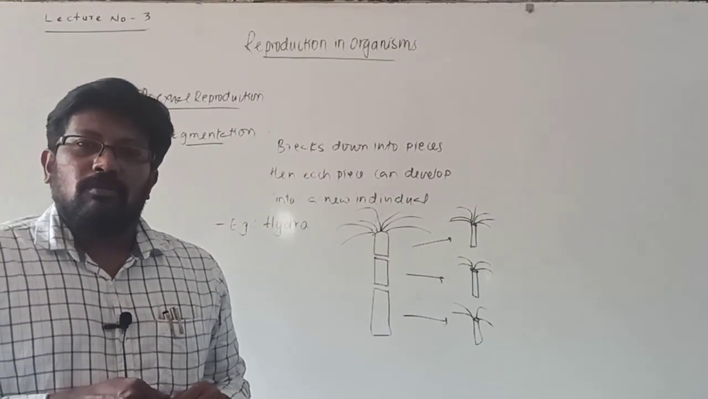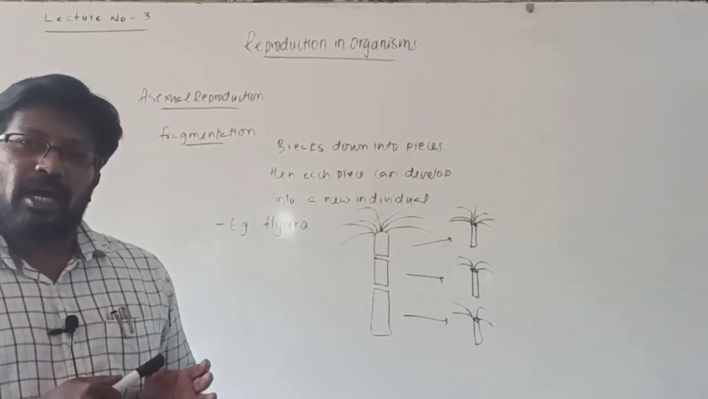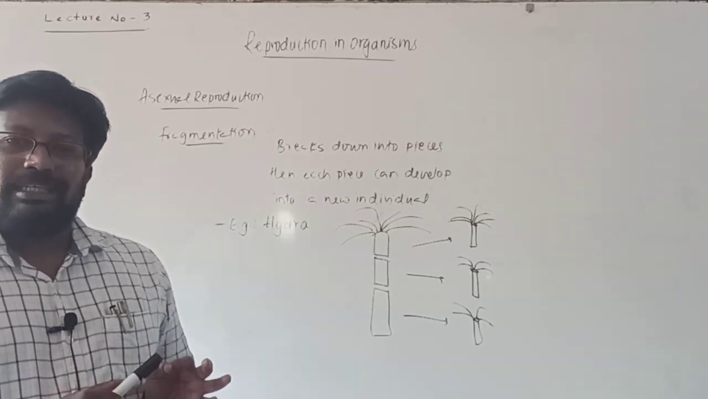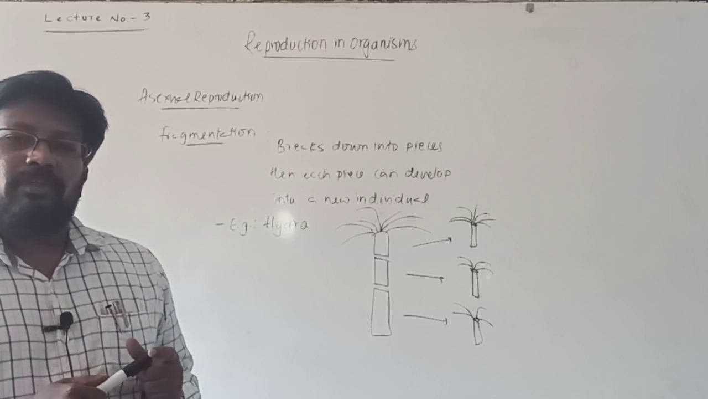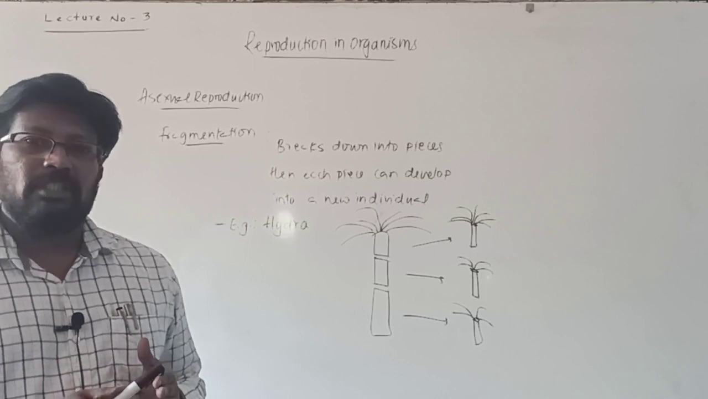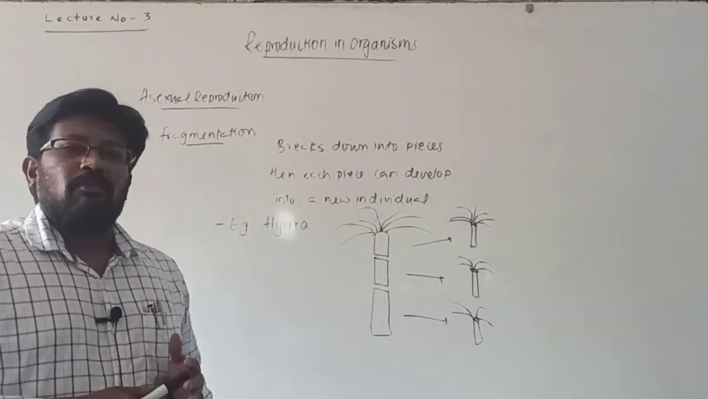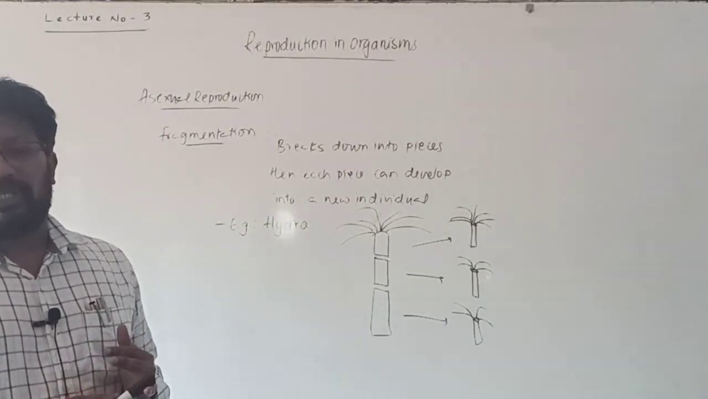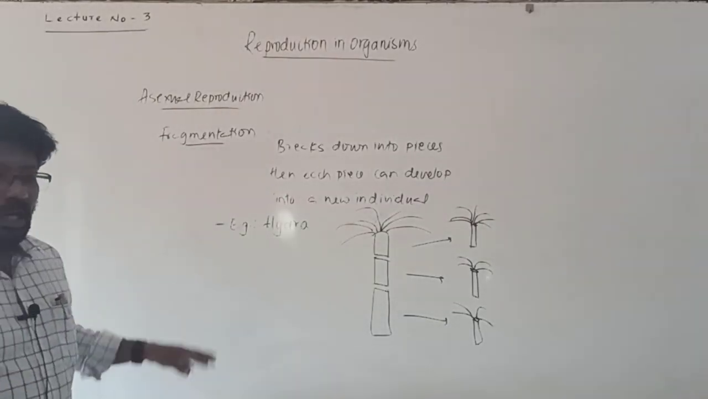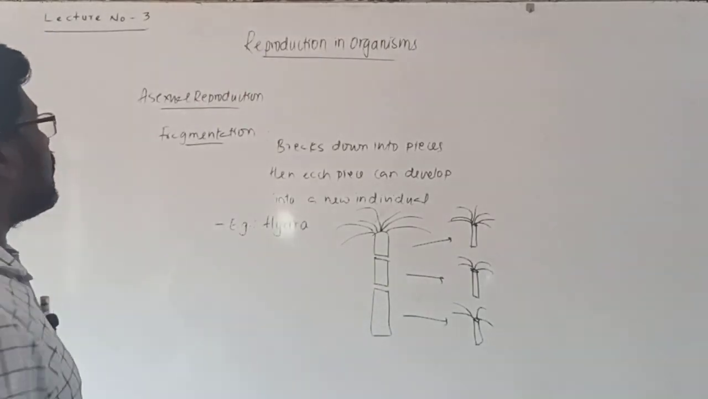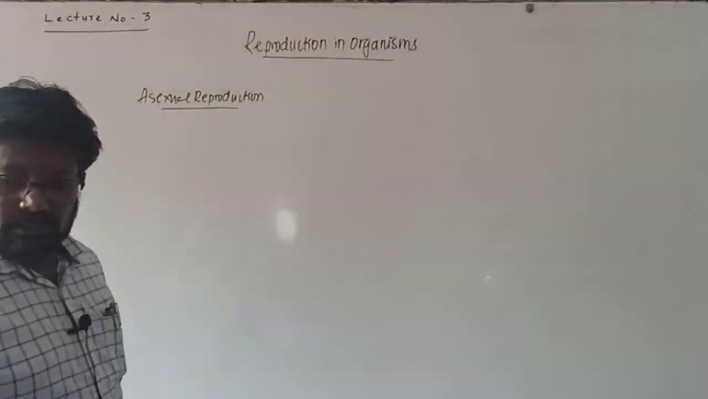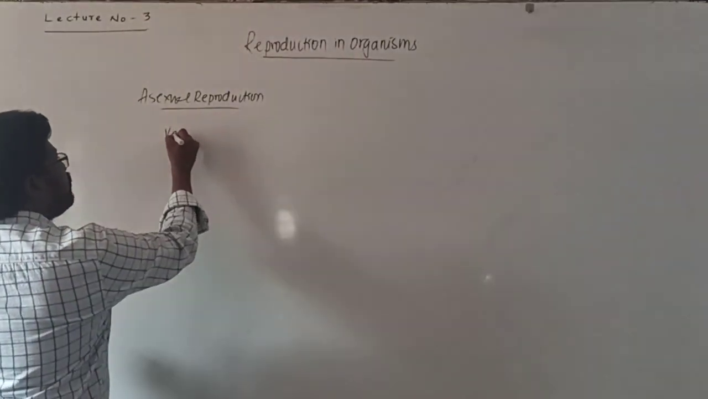Now up to now we have seen fission, which is binary fission and multiple fission. Both we have seen in the case of amoeba, and multiple fission in amoeba we can also call sporulation. Then we have seen the budding process, gemmule formation, and asexual spore formation, right? And then we have seen today fragmentation, and one more method of asexual reproduction is vegetative propagation.